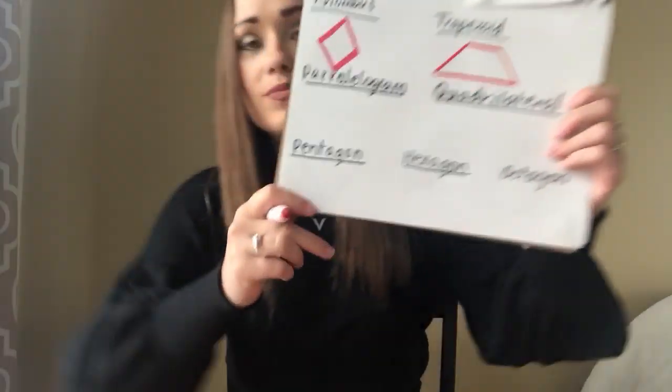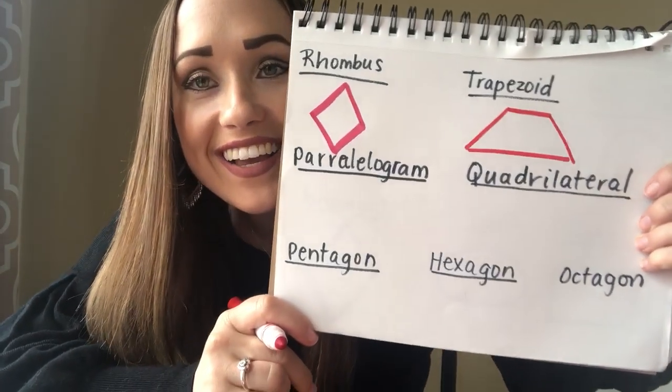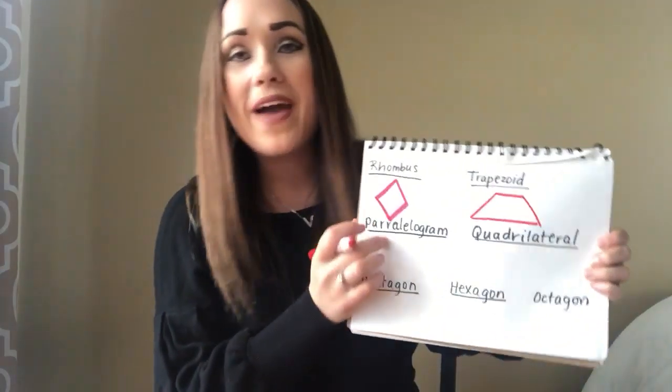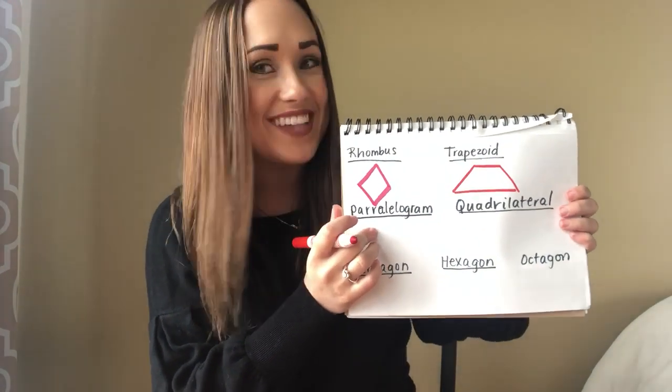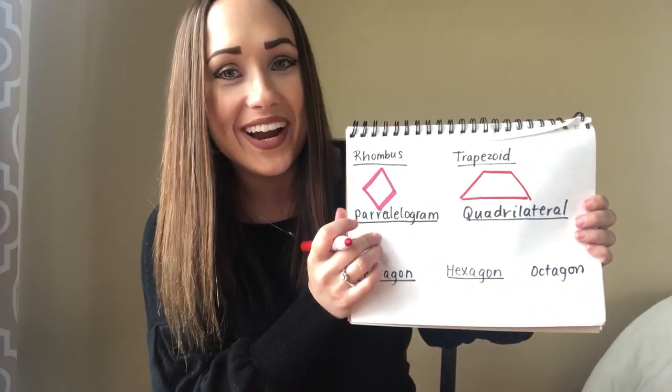Next one we're going to do is a trapezoid. A trapezoid. A trapezoid looks like this. Trapezoid. Now we're gonna do a parallelogram. Can you say that? Parallelogram. It's a long word, isn't it?